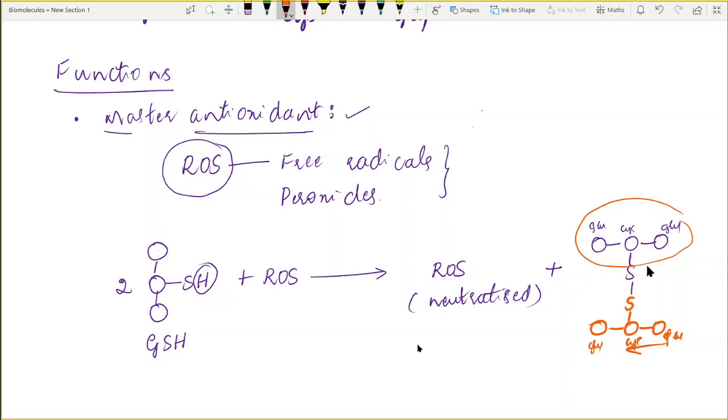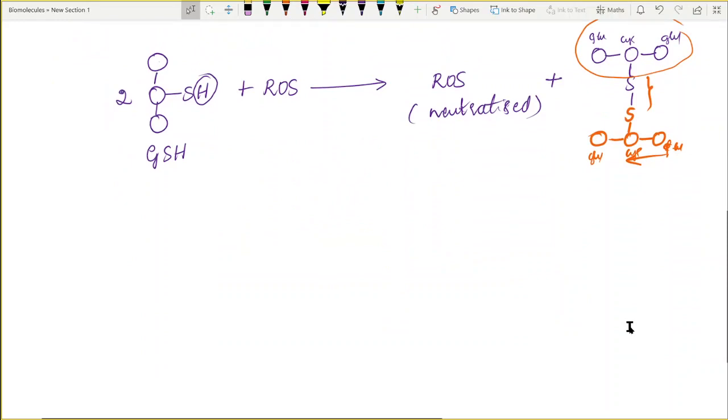The two glutathione molecules react with one another and form a disulfide bond. During the neutralization of the reactive oxygen species, our glutathione molecules are oxidized, and as a result, these two glutathione molecules get linked with one another through the disulfide bond. This oxidized form of glutathione is simply represented as GSSG. Students, I'm repeating.